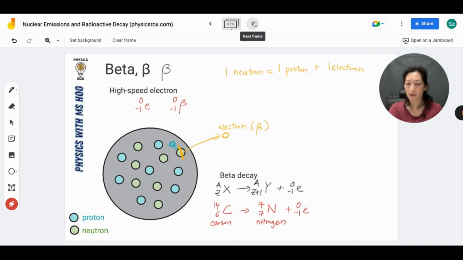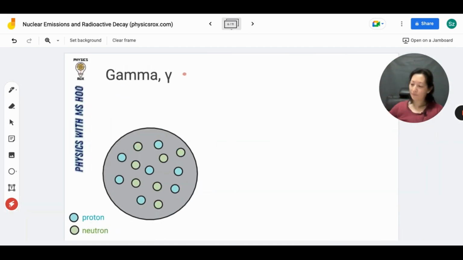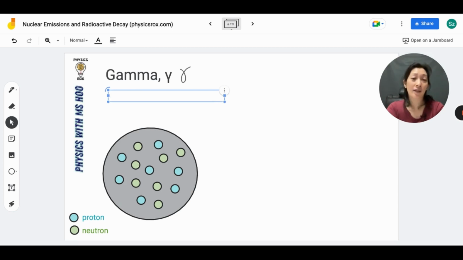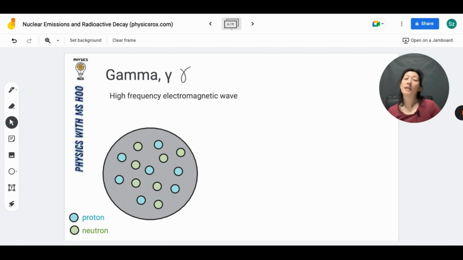Let's go to gamma. The symbol gamma normally confuses a lot of students because they think it's Y, so they write the letter Y. Actually, how you write gamma is like this. You write gamma like that. So it's like alpha, but pointing down. Now, gamma is rather different from the other two. Gamma is actually an electromagnetic wave. In fact, it's a high frequency electromagnetic wave. If you've learned the electromagnetic wave spectrum under the topic of waves, you would have come across gamma ray. It's on the end of the spectrum with the highest frequency. So that's gamma.